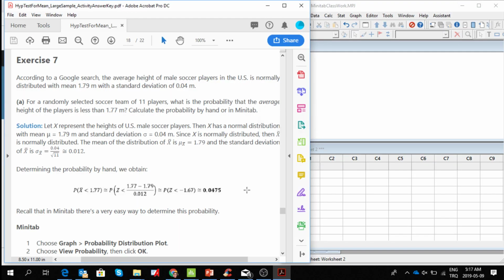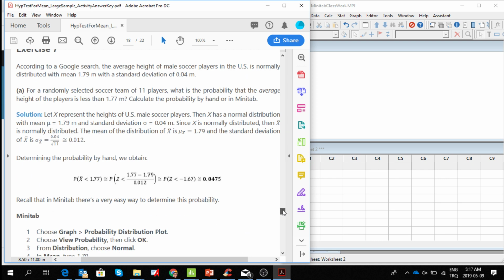Next we do exercise 7. Here we are gonna learn another feature of Minitab. According to a Google search, the average height of male soccer players in the US is normally distributed with mean 1.79 meters with a standard deviation of 0.04 meters. The question is, for a randomly selected soccer team of 11 players, what's the probability that the average height of the players is less than 1.77 meters? Calculate the probability by hand or Minitab.